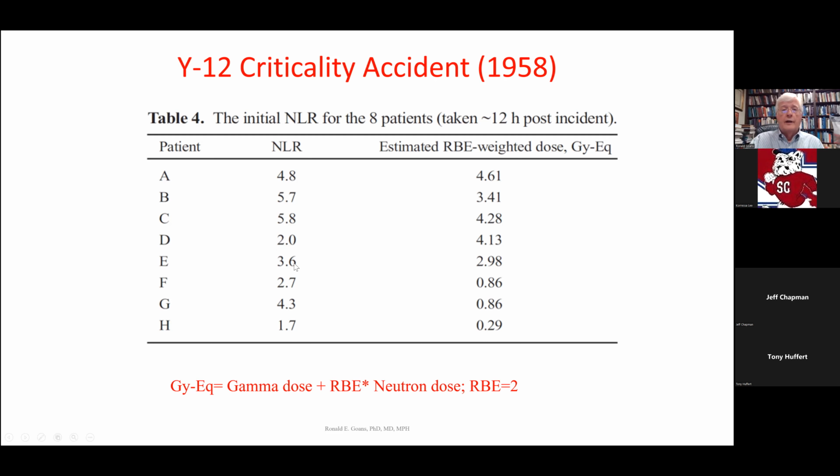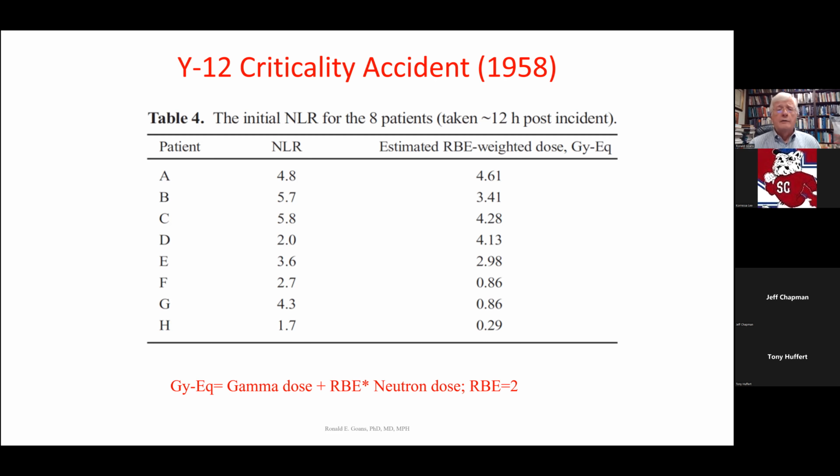Patient E had 2.98, so he would be hit above our triage mark, as did patients F and G would go above, even at 0.86, and patient H would not have. So this is what we had, and these were in the first 12 hours. And so this is what we want to do, to look at this as a triage instrument.